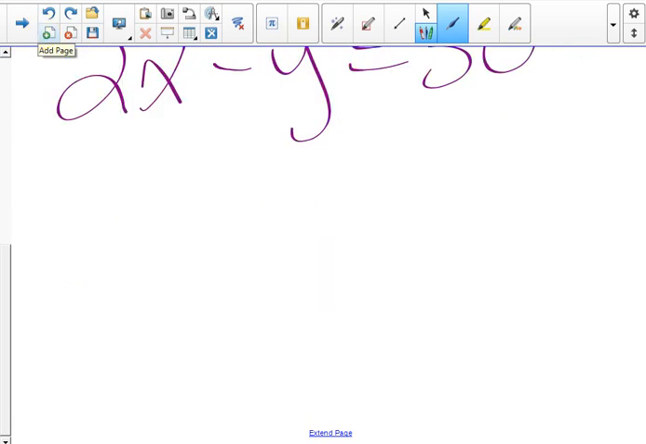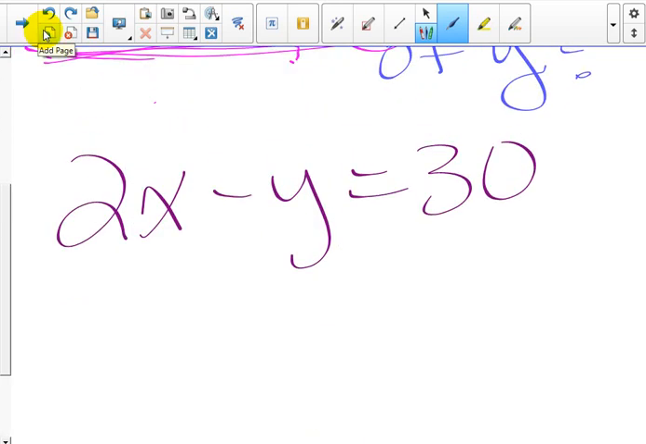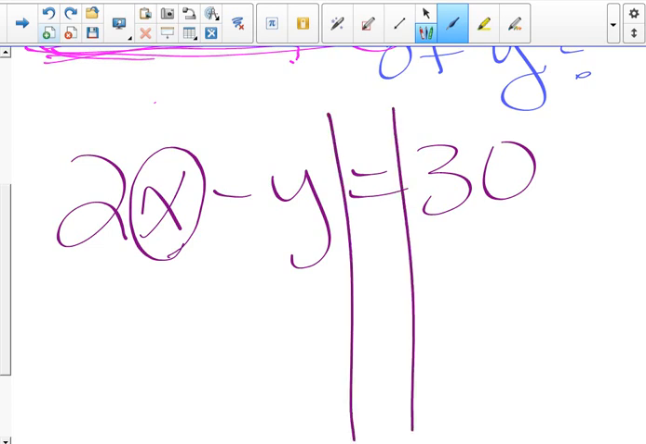So our first step is, I always like to just circle what I'm going to leave. What are we solving for? I'm going to leave that alone. So that's the x. The x stays. Everything else on this side of the equal sign has got to go on the other side of the equation. That's solving for x in terms of y.